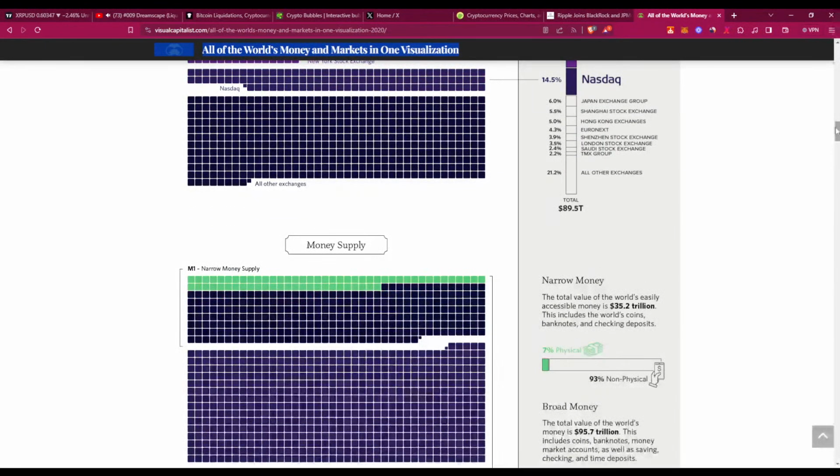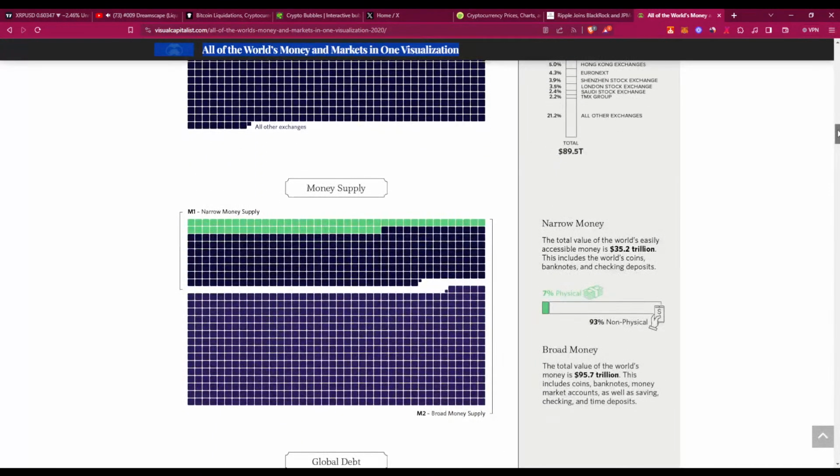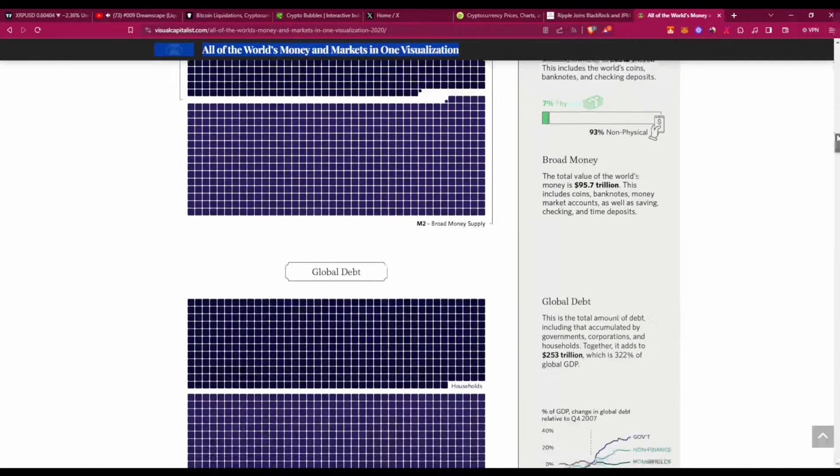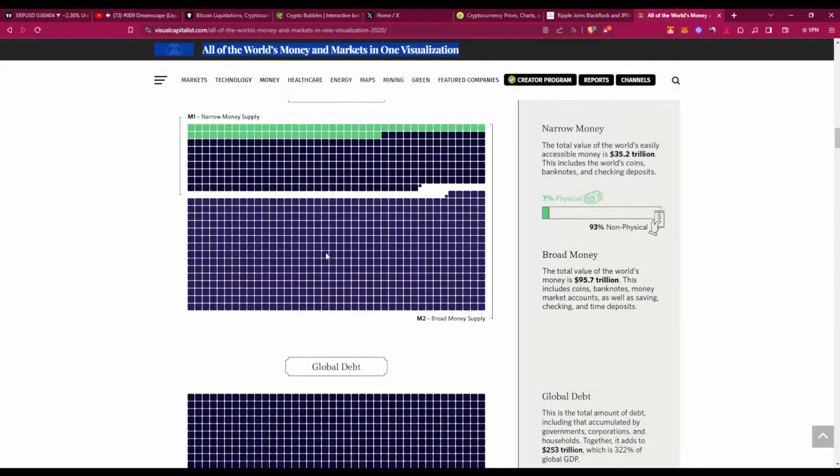Okay, we are at $1 trillion in the crypto market. Money supply. The total value of the world's easily accessible money is $35 trillion. This includes the world's coins, banknotes, and checking deposits. So 35 trillion is all the money in the world. Physical is 7%, they say. I believe it's even less. Broad money, of course, is all together, and it is also the numbers on the screens. Let's say 100 trillion, okay?